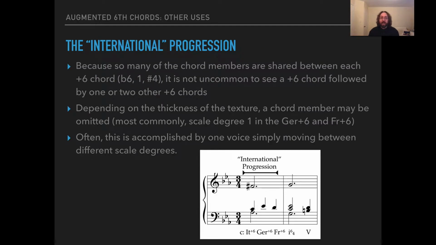To talk about the international progression first: because so many of the chord members are shared between each of the augmented sixth chords, namely flat 6, 1, and sharp 4, here we are in C minor, it is not uncommon to see an augmented sixth chord followed by one or two other augmented sixth chords, since there are so many common tones between them. Depending on the thickness of the texture, a chord member might be omitted, most commonly scale degree 1 in the German augmented or French augmented sixths. Often this is accomplished by one voice simply moving between different scale degrees, while other voices hold the augmented sixths.